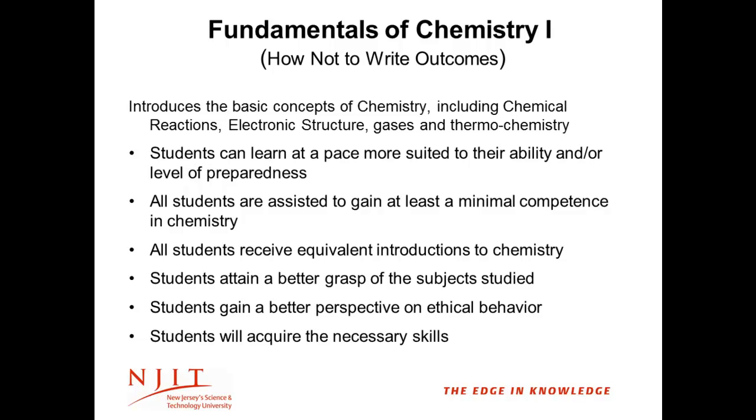This is an example of a course that is called Fundamentals of Chemistry. This is not a well-written outcome. Okay, this is an example of an outcome that is not well-written. So students can learn at a pace more suited to their ability. They are assisted to gain at least a minimal competence in chemistry. That doesn't tell you a whole lot. Students will acquire the necessary skills. Again, too broad and is difficult to, as an observable performance, of acquire.